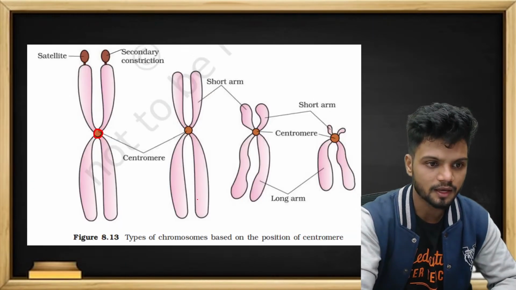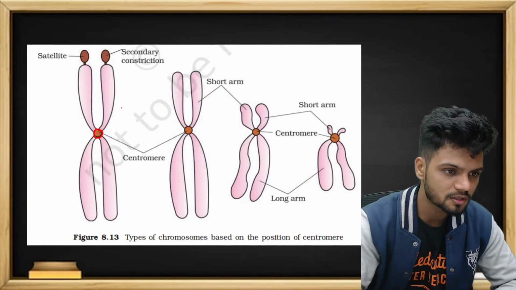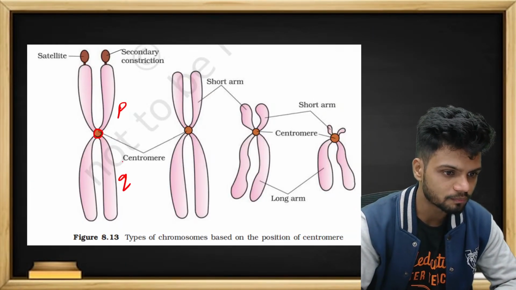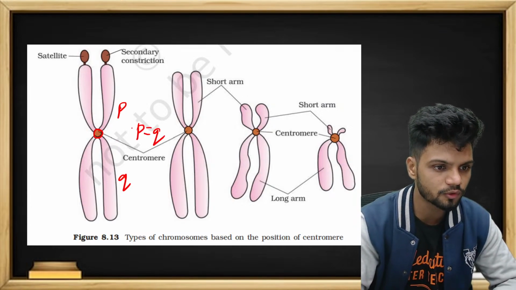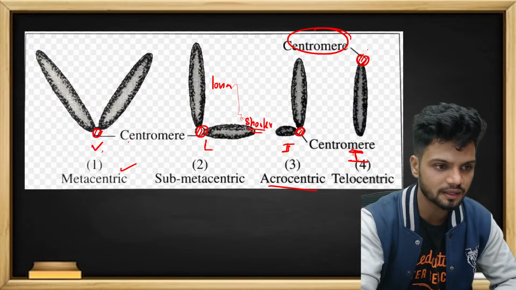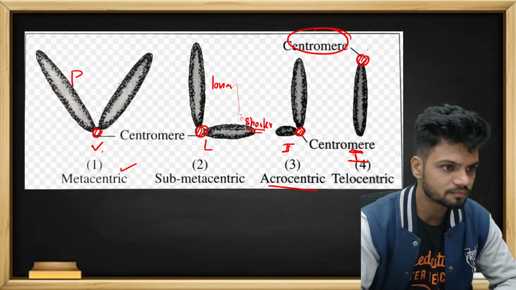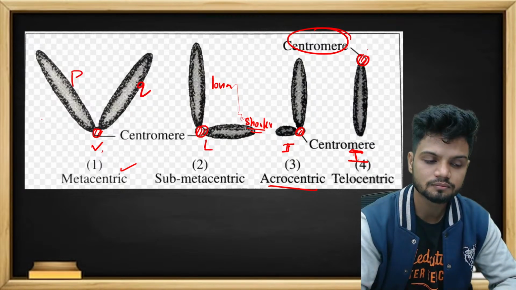Now, the metacentric chromosome has a middle centromere forming 2 equal arms. Can you see here? In metacentric, can you see 2 equal arms? That is P arm and Q arm. Are they equal? Obviously they're equal. P is equal to Q here. In the case of metacentric, both P arm and Q arm are equal. So, V shape.